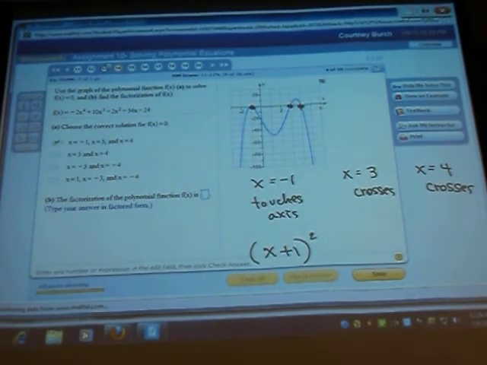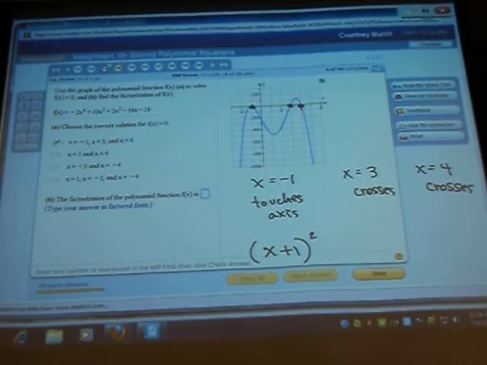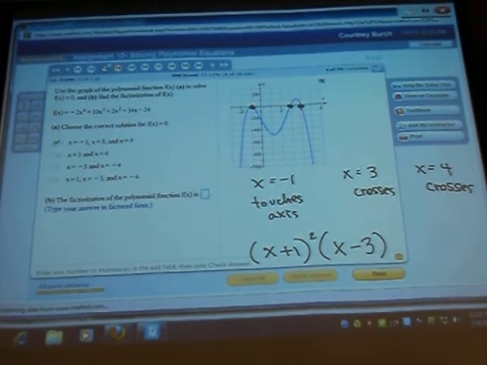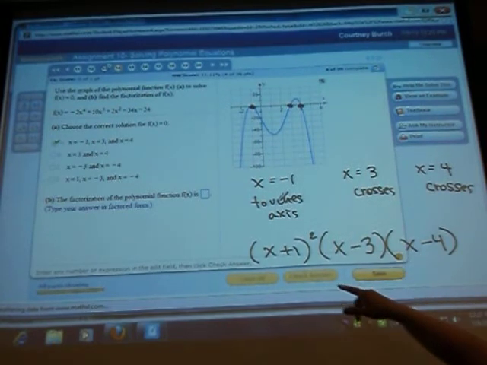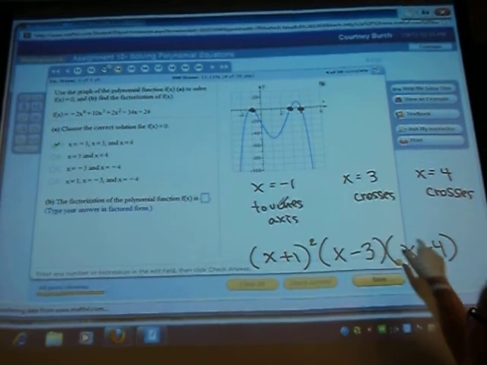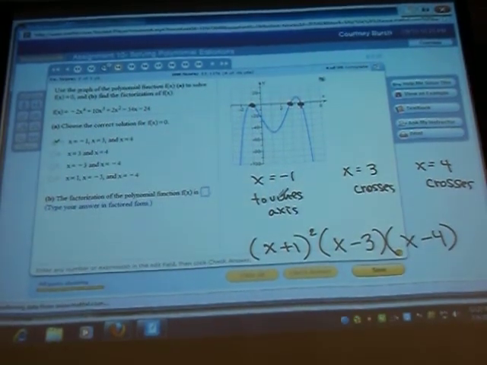Okay? And then I also need, from x equals 3, I need x minus 3. And from x equals 4, I need x minus 4. Now I should have 4 zeros accounted for, because I have x to the 4th. So I've got 2 here, 3 here, and 4 here.